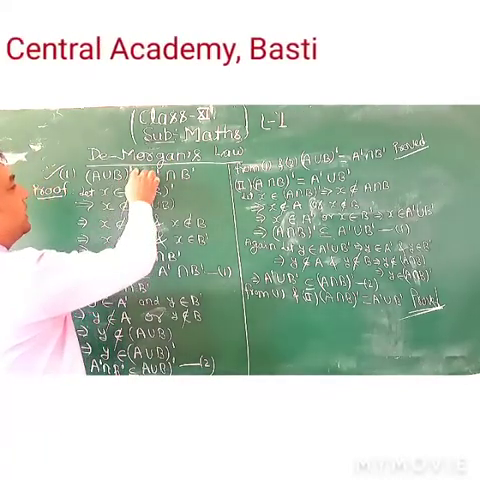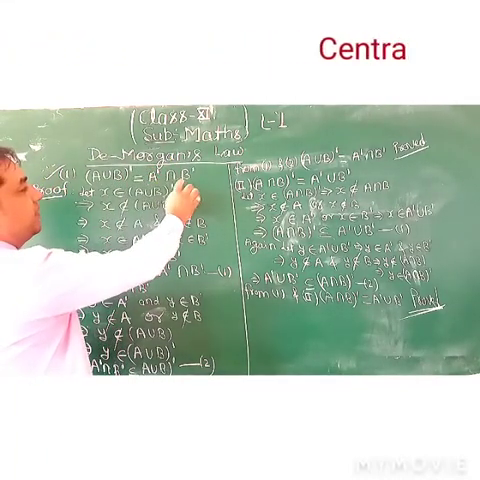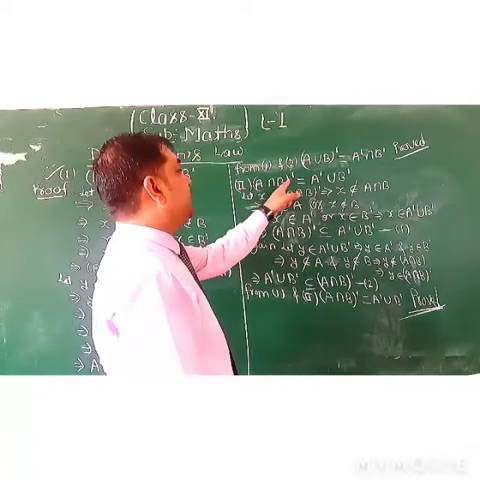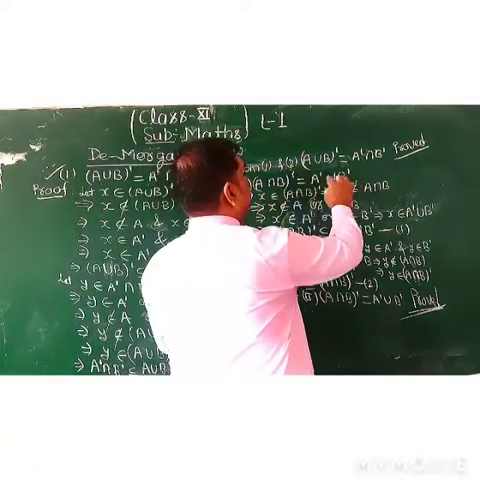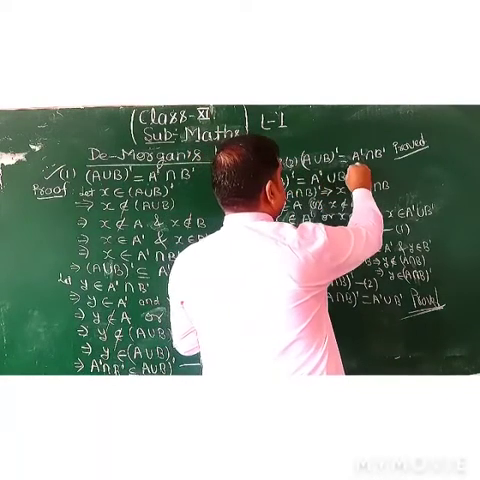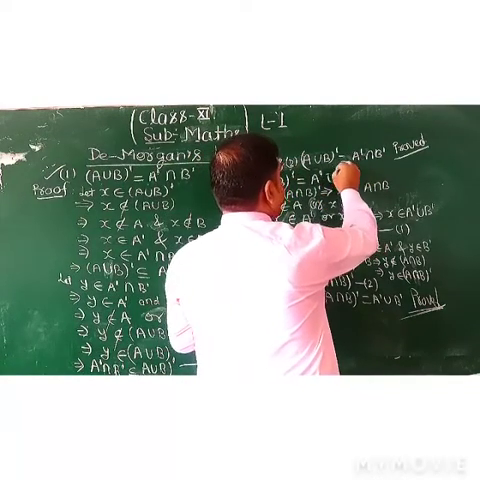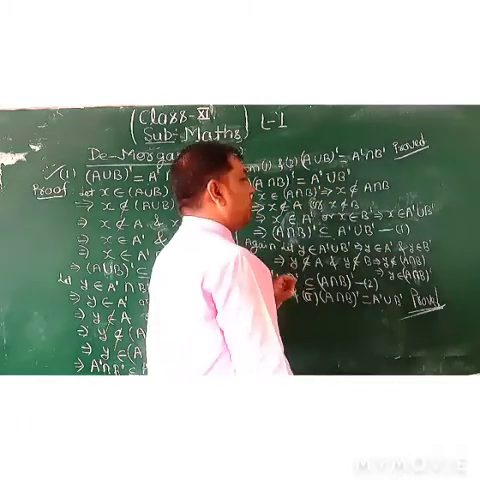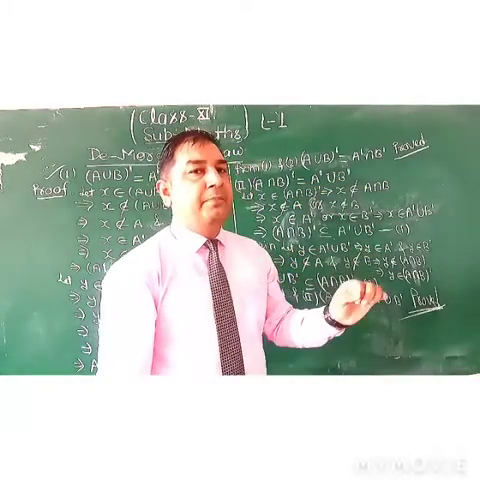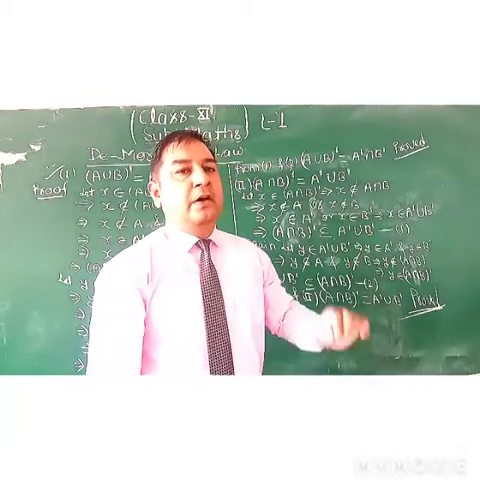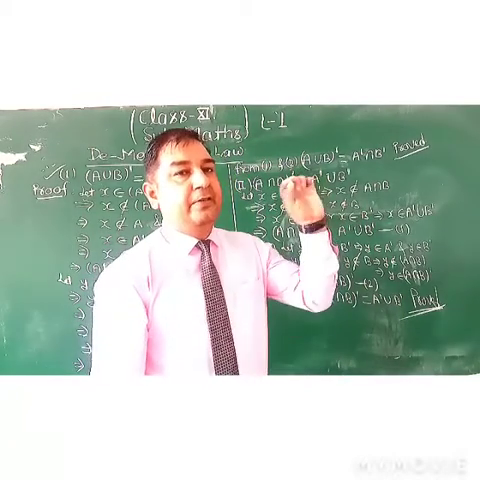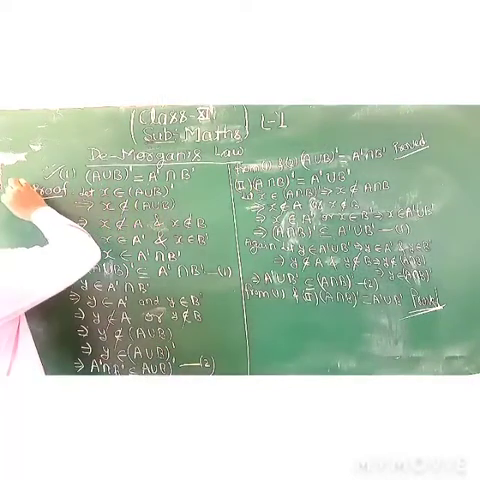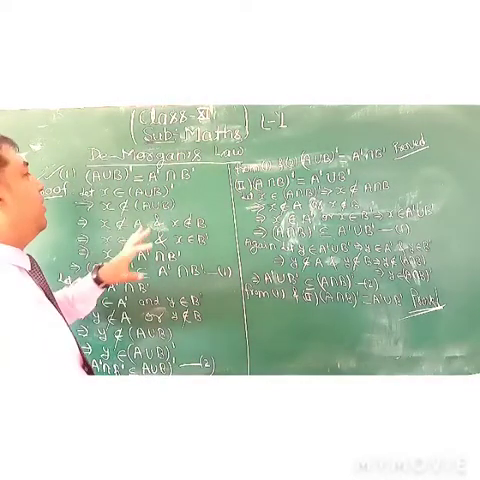(A union B)' equals A' intersection B', and (A intersection B)' equals A' union B'. In some books they write C over here, but do not be confused. You have to keep in mind that the complement of any set is written with a dash or C. Now let us see the proof of this law.